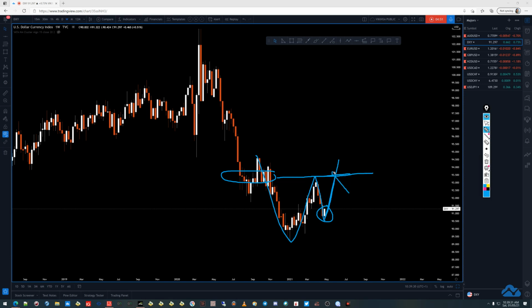Or if you're looking for a long, then you must wait around here, around this level, to see if the market starts to continue higher, and then you can take long positions based on the confirmations. So that's what we have. Now I expect the market to continue, as I said, into this sort of area, somewhere around here. Okay, 95, 96 area or so.